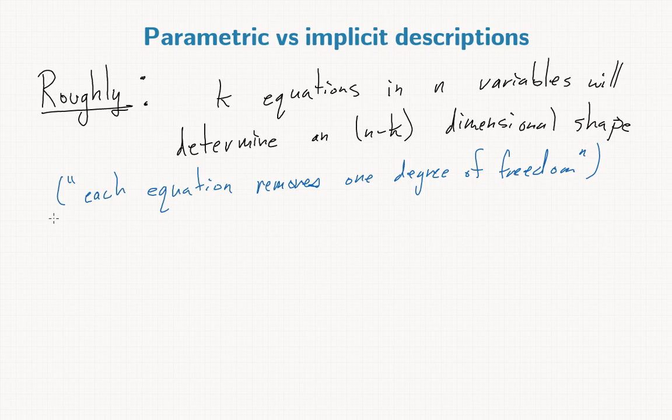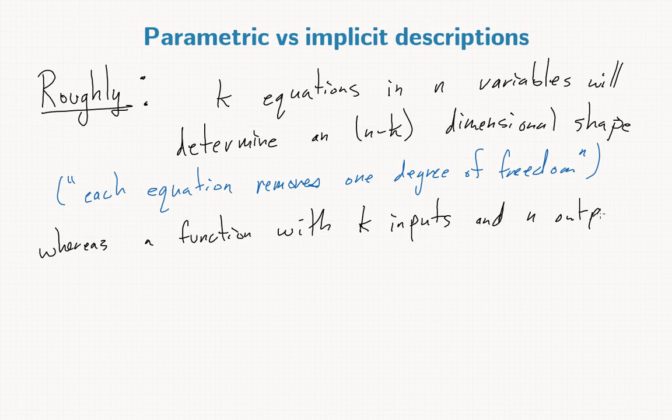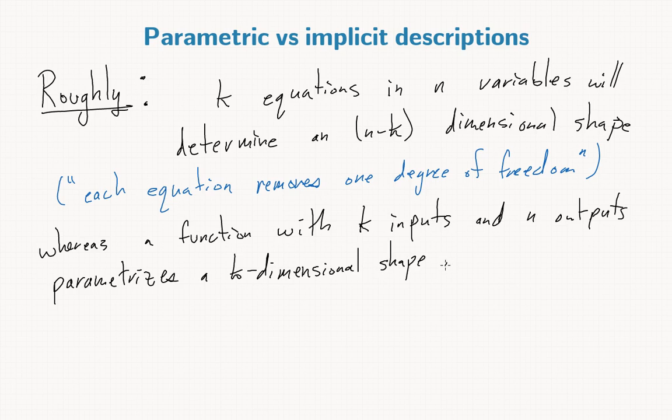Whereas a function with k inputs and n outputs will parameterize a k-dimensional shape in n-dimensional space.